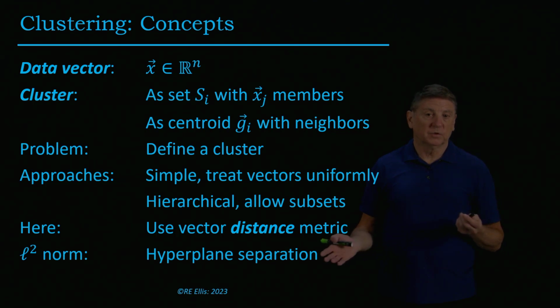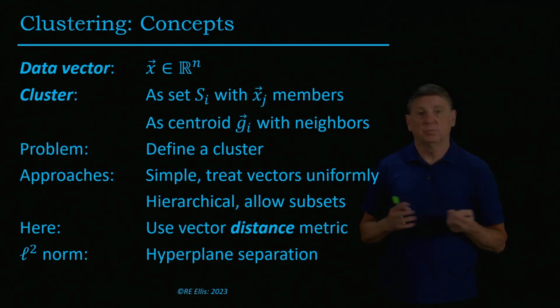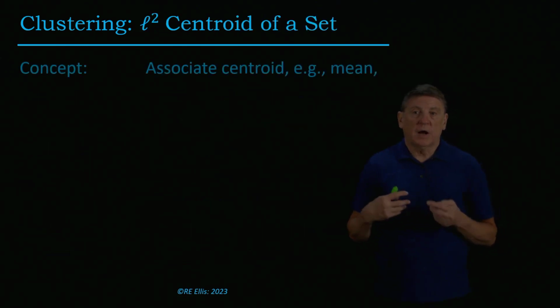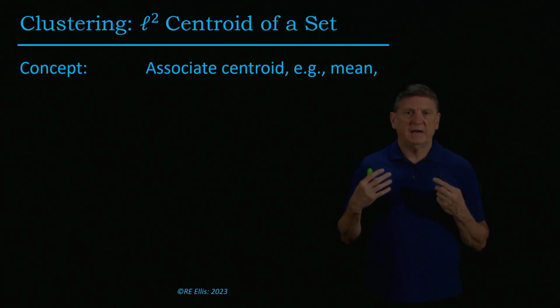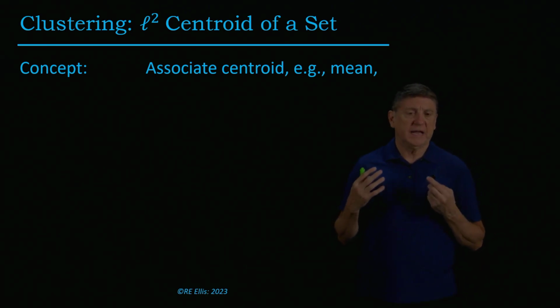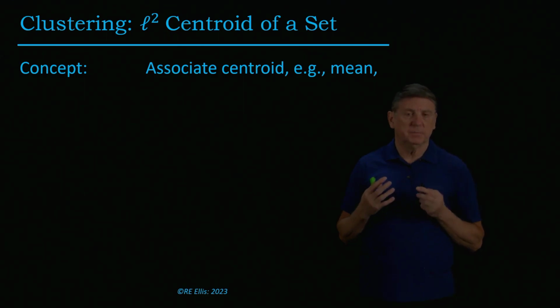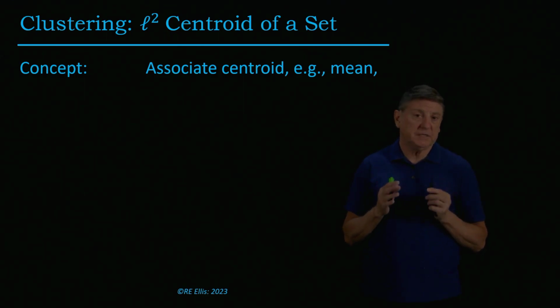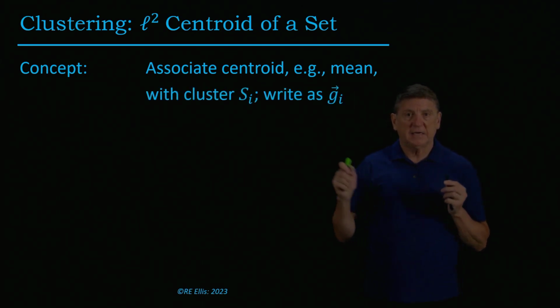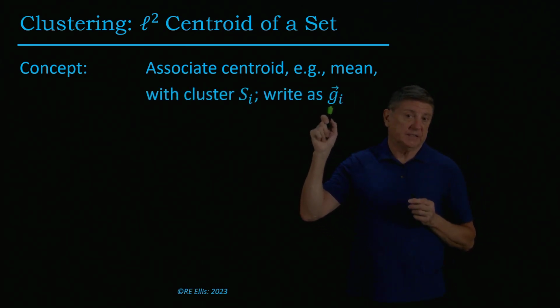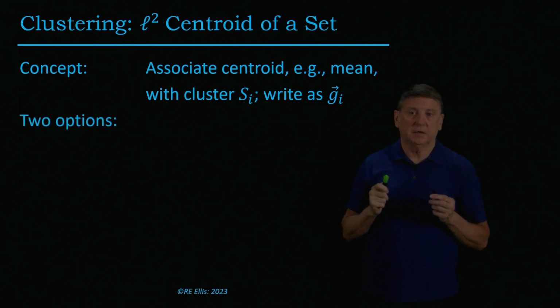So that means we're using the L2 norm, the Euclidean norm, or just the ordinary vector norm that you're familiar with. So how can we do this? Well, the idea is we have a centroid, and we can think of this as a mean, but it's not necessarily a mean in the algebraic sense. And we'll write this as the symbol G, as I just commented on.